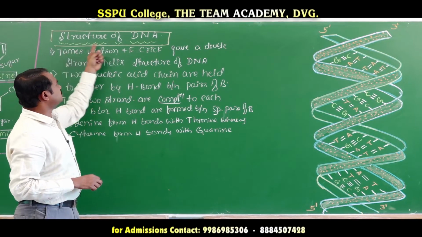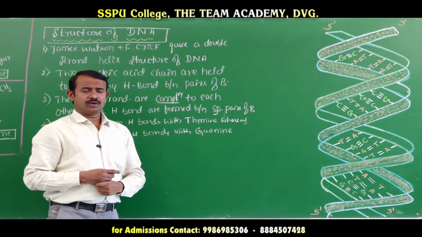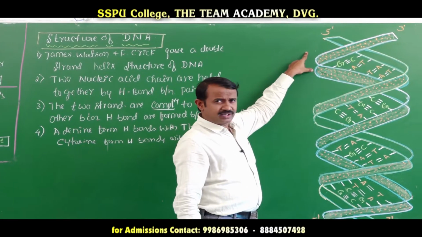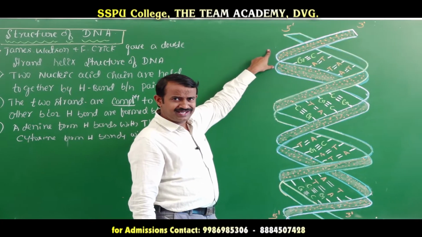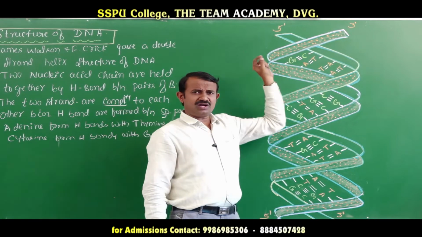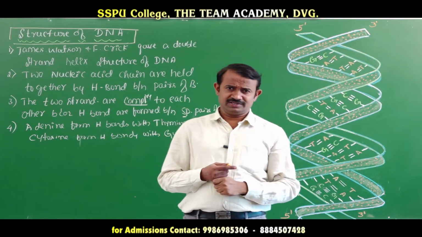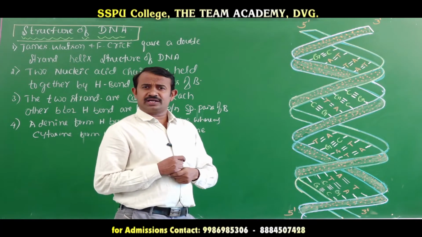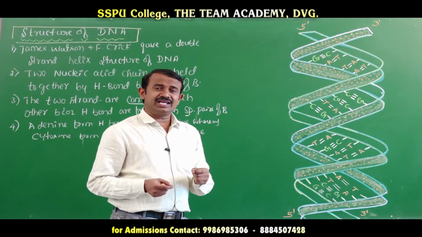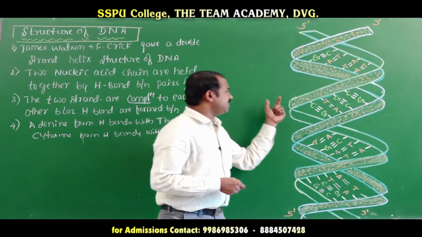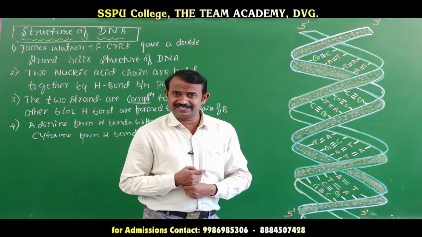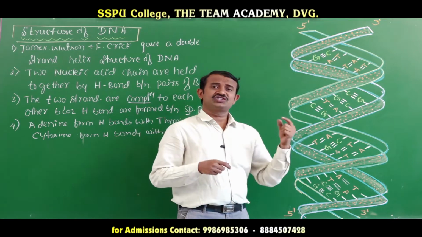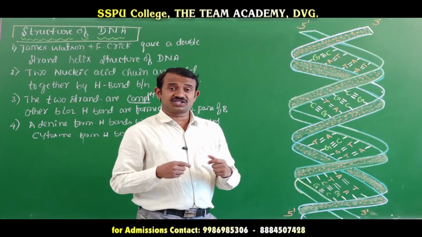Next we will go for the structure of DNA, or the Watson and Crick model of DNA. Okay, this is the double helical structure of DNA, Watson and Crick model. Regarding the sequence chain of nucleotides in the nucleic acid: the sequence of nucleotides in the nucleic acid is called the primary structure.